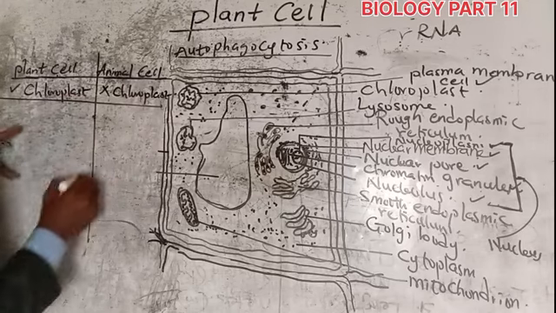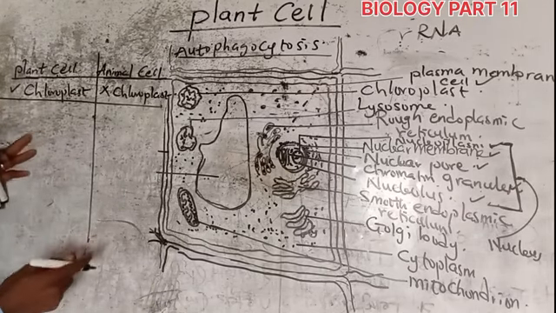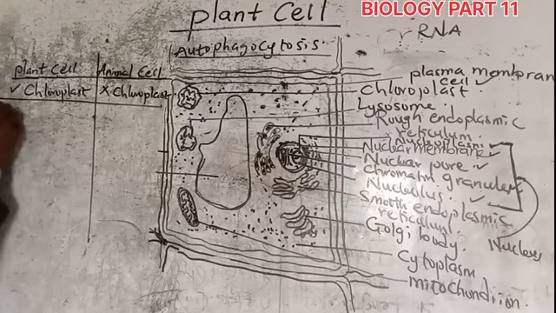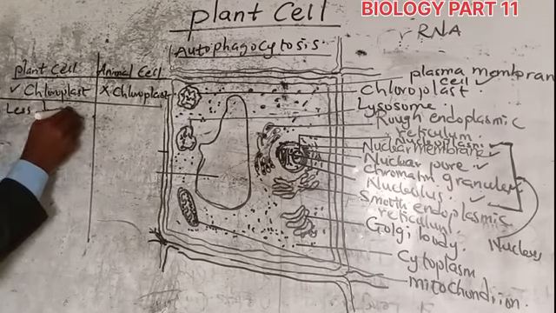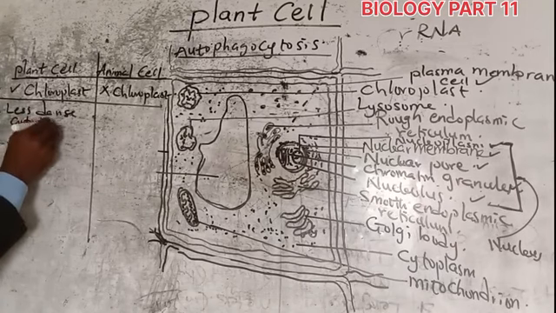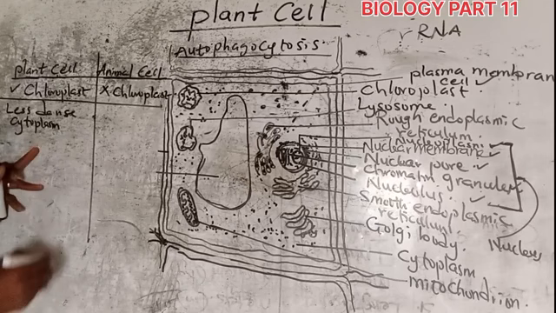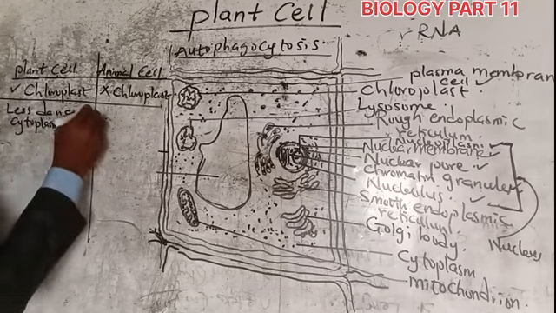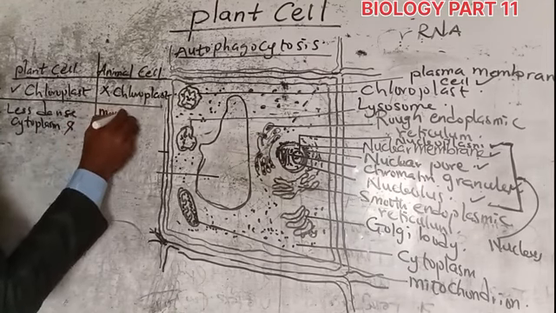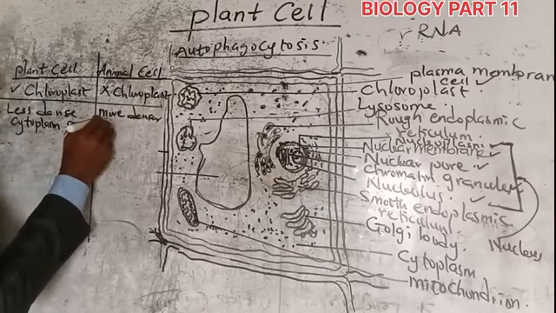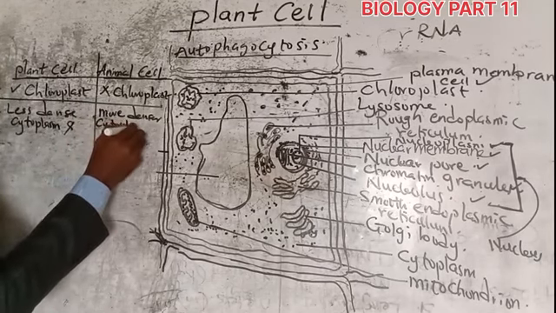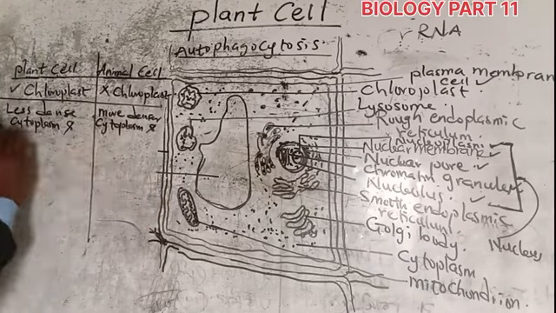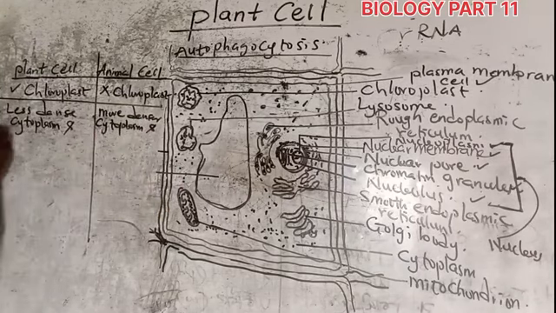So that's number one. Number two difference you can see is that the cytoplasm of the plant cell is less dense. Less dense cytoplasm, found at the peripheral part of the cell. This one is a more dense cytoplasm, and it covers almost the entire part of the cell. That's for animal cell. That's number two.